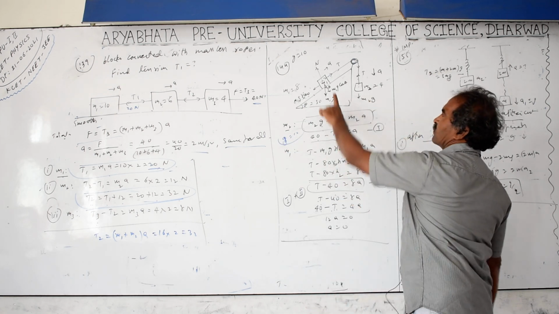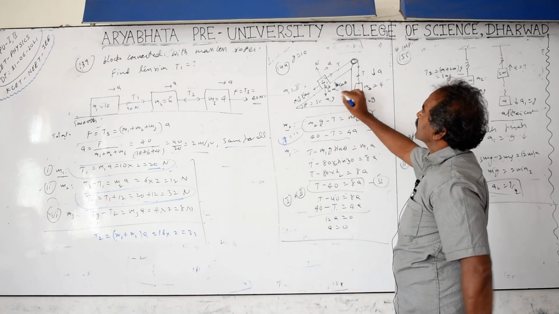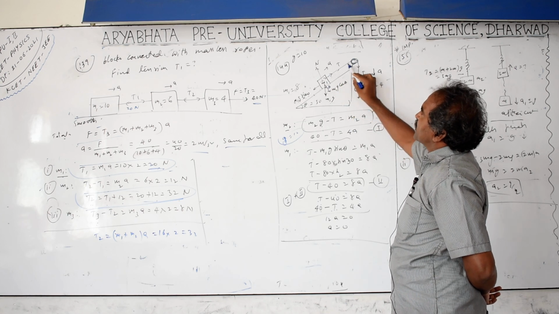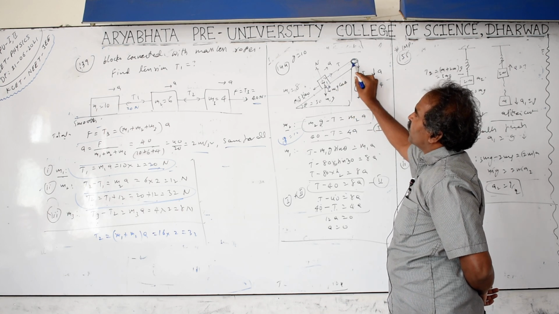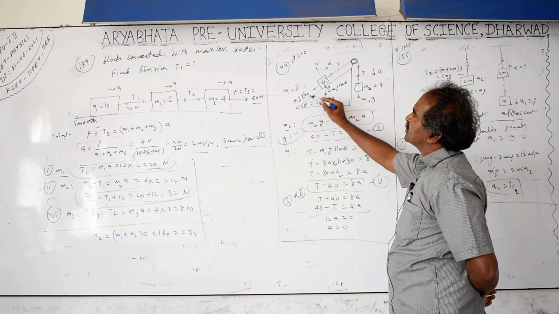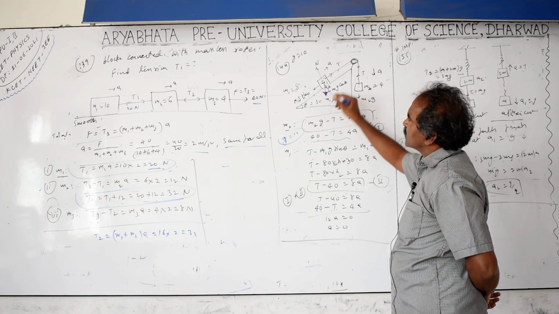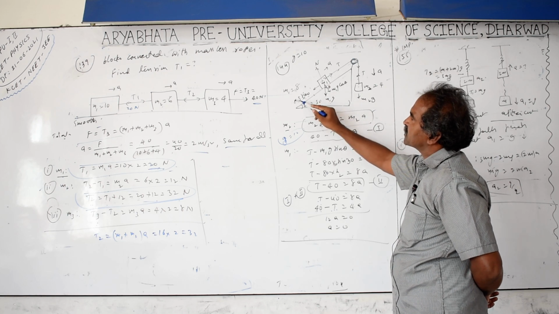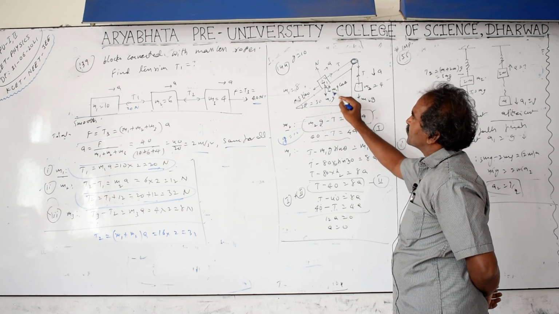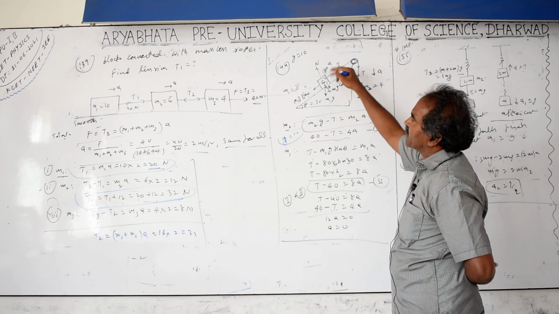Next, for the block m1, tension in the rope is along the inclination upward direction and weight downwards is mg. This is theta, this is theta. The weight is vertically downwards, resolved into two perpendicular components. Along the inclination is mg sin theta, and perpendicular to the surface is mg cos theta, which is balanced by the normal reaction.